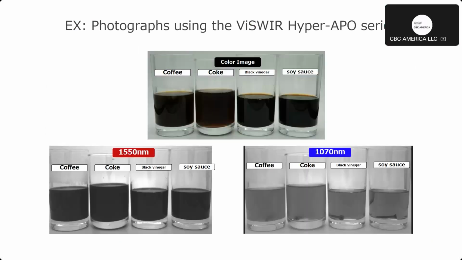In this case, the glass cups contain coffee, Coke, black vinegar, and soy sauce. What you can't see in this color image is that there are screws inside the glass cups. If you switch this to 1550 nanometers, all the liquid turns even darker, so not much different from the visible light image. But on the other hand, if we now go to, say, 1070 nanometers, the liquid is somewhat transparent, making the screws visible within the image.